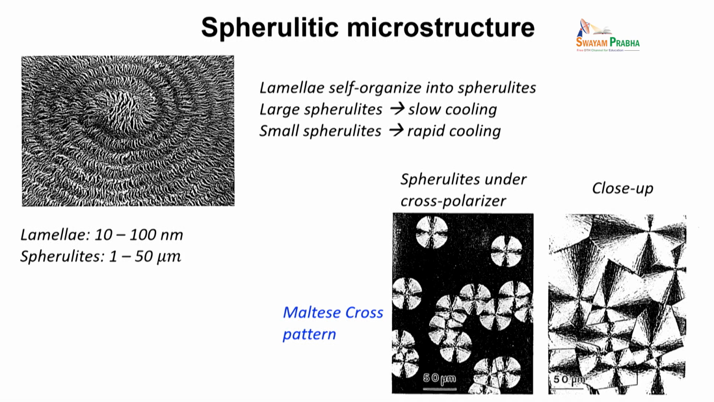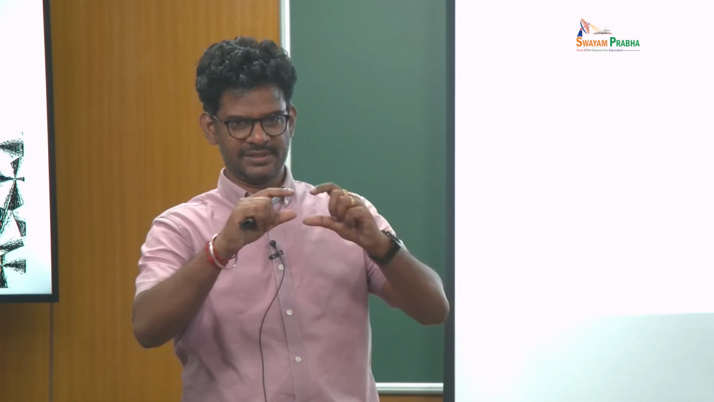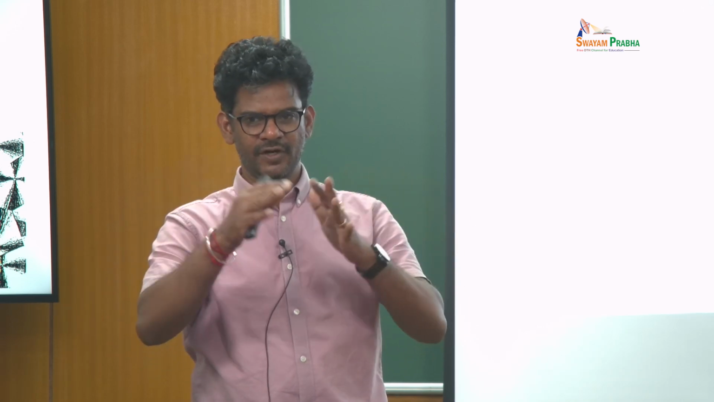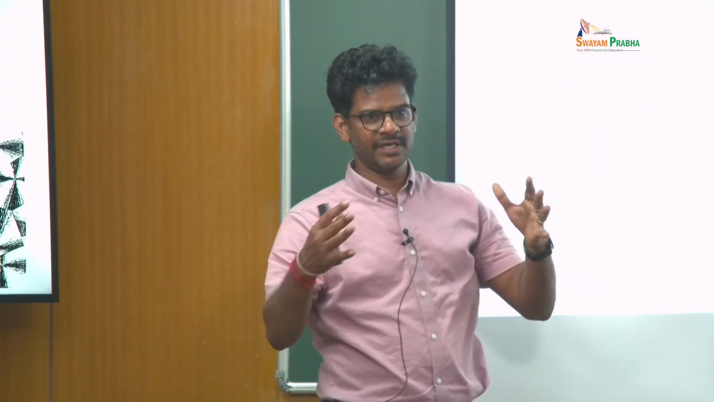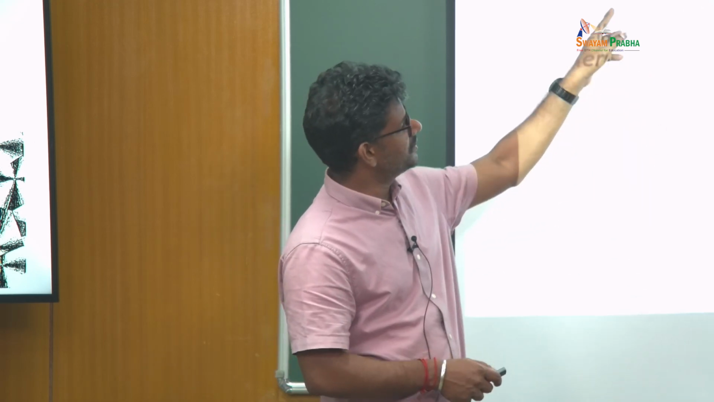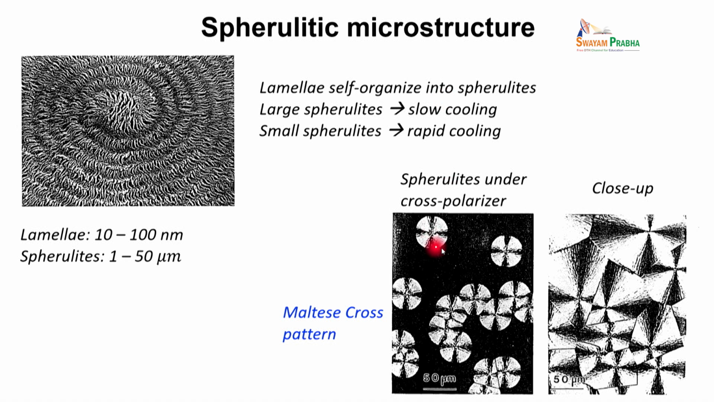Now another level of organization is that once these lamellae form, they can also self organize into much larger structures, which we call spherulites. So, lamellae self organizing into large spherulites. What you see here, each one of the small threads is actually a lamellae. Imagine a very large number of lamellae coming together and forming these kinds of big networks. You can actually see these structures in a cross polarized microscope. You will see this kind of pattern which we call the Maltese cross pattern.